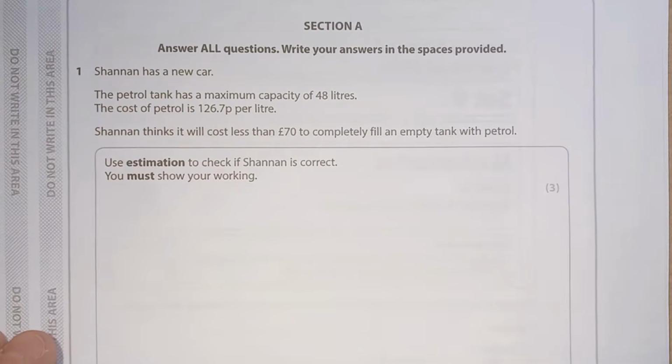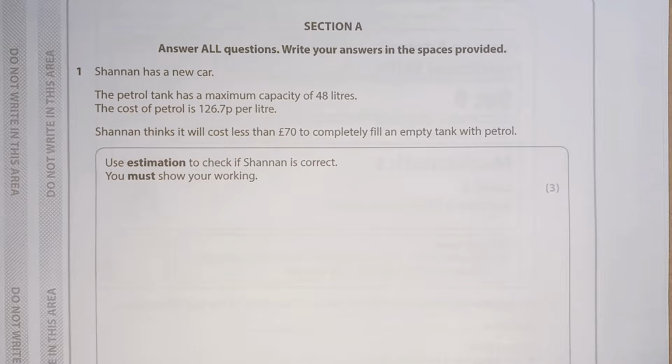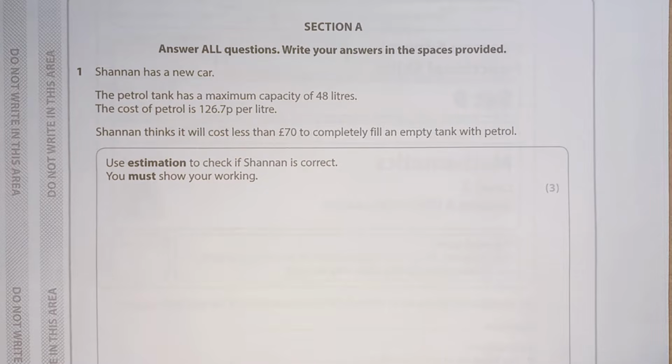Question 1. Shannon has a new car. The petrol tank has a maximum capacity of 48 litres. The cost of petrol is 126.7p per litre. Shannon thinks it will cost less than £70 to completely fill an empty tank with petrol. Use estimation to check if Shannon is correct. You must show your working.